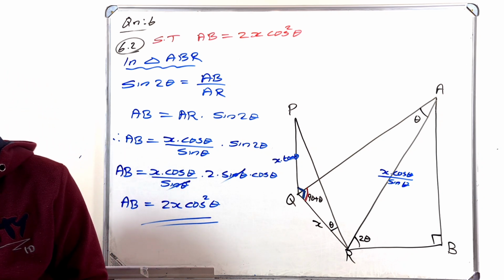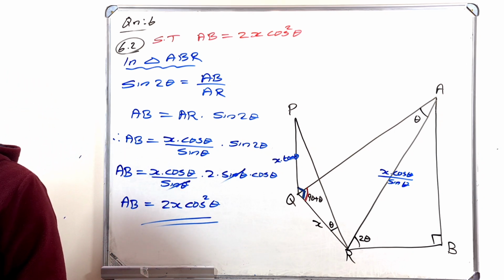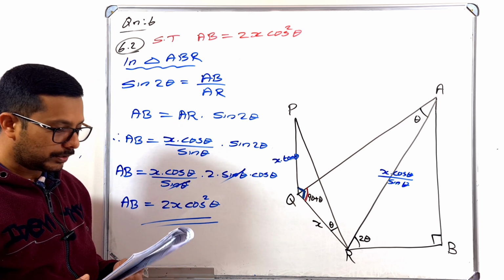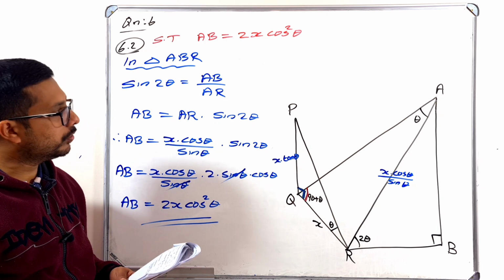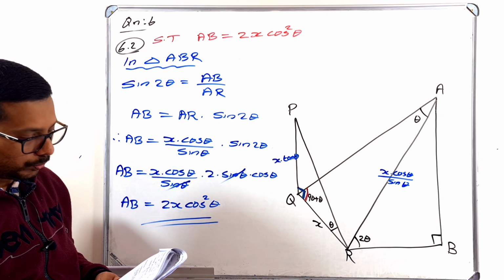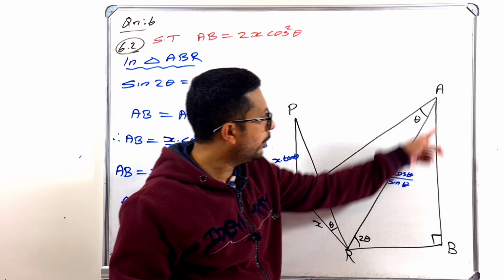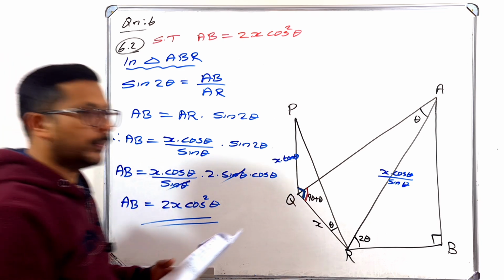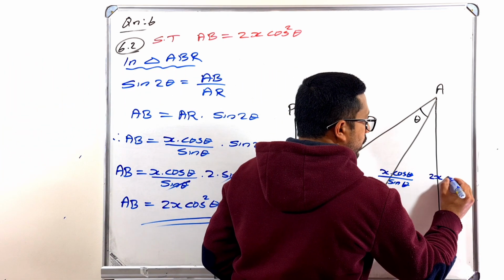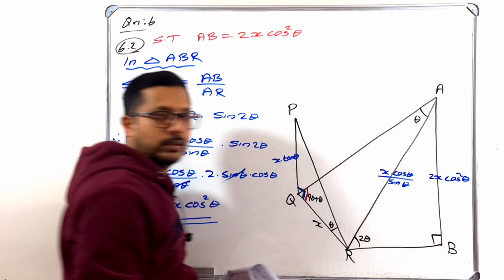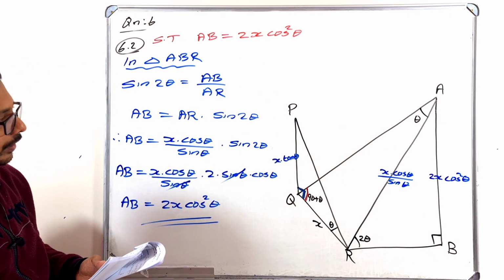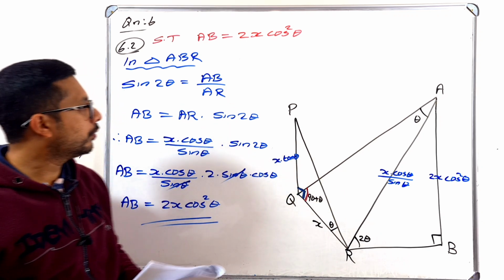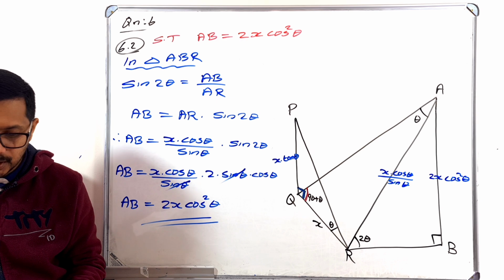Now 6.3. What is question number 6.3? Determine AB by QP if theta is equal to 12 degrees. AB by QP. AB is this one. We got AB. What is AB? 2x cos square theta. Let me write that here. We know that one. Now QP. Where is QP? This is QP. We got it as x tan theta in the first question.